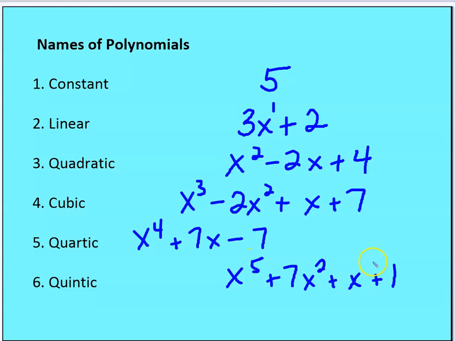And these are all written in standard form. So you should stop, pause here, and write this down. And remember all these definitions, characterizations for polynomials.